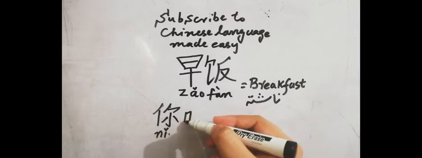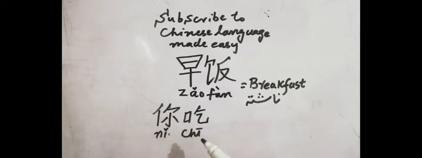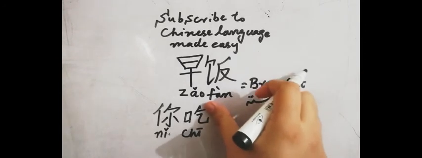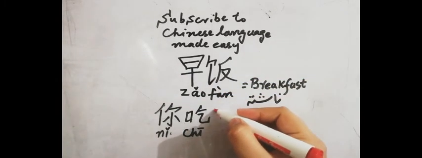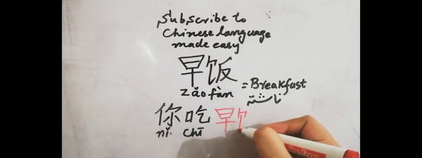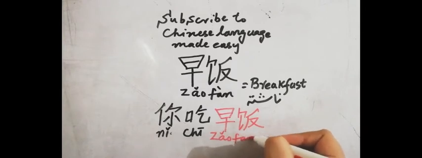Ni, you, and chi means to eat something. Ni chi. So that you can recognize our word of the day with a different color. Zao fan, zao fan, ni chi zao fan. Zao fan means breakfast, as I have told you. So you chi, to eat, zao fan.